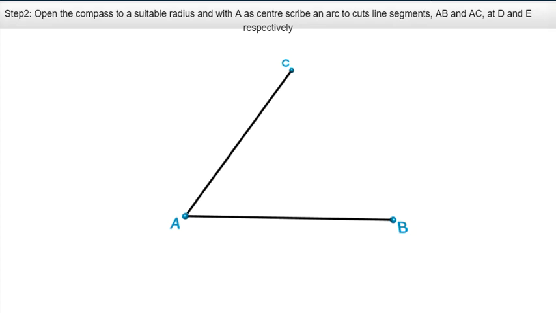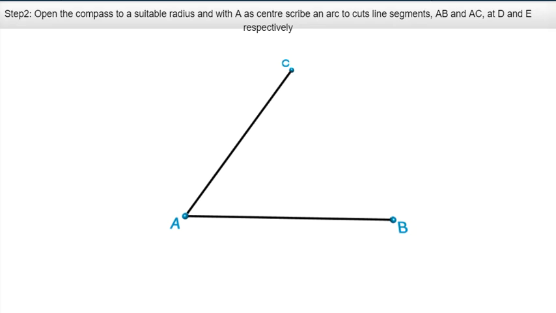Now, step 2, we're going to open our compass to a suitable radius, and with A as center, we're going to scribe an arc to cut line segments AB and AC at D and E respectively.